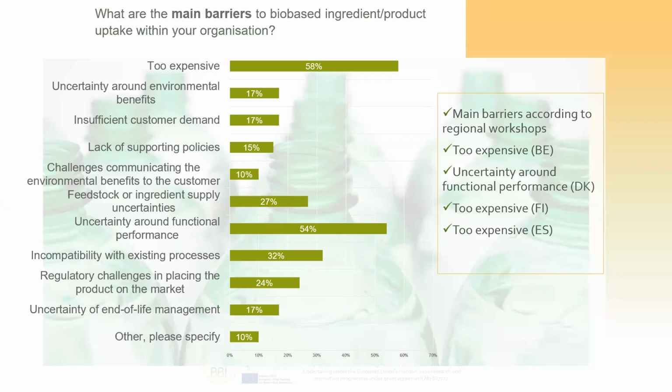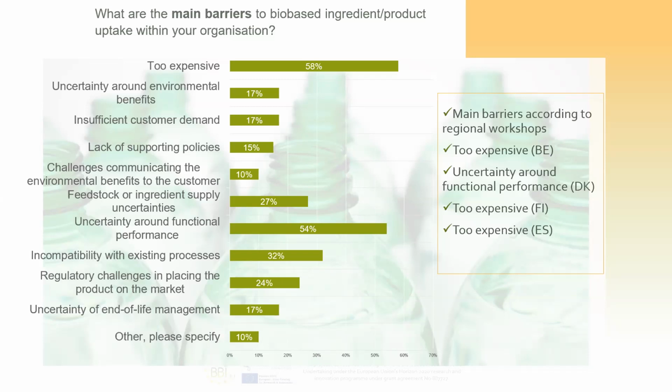Incompatibility with existing process was a little bit further down at 32%. So concerns around the fact that maybe if they switch to include a bio-based ingredient or product within their process, it might require process adaptations to take into account that new ingredient. 27% indicated feedstock or ingredient supply uncertainties, so concerns around whether there was going to be a readily available supply chain if they decided to change their process to include bio-based ingredients or products. 24% indicating regulatory challenges in placing the product on the market.